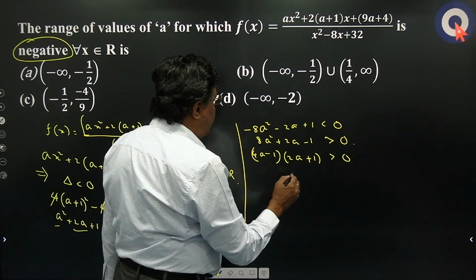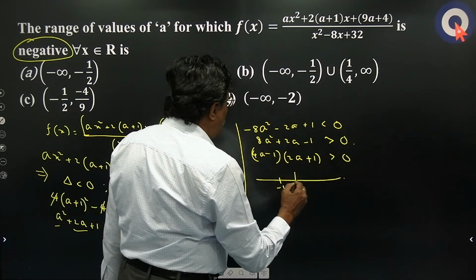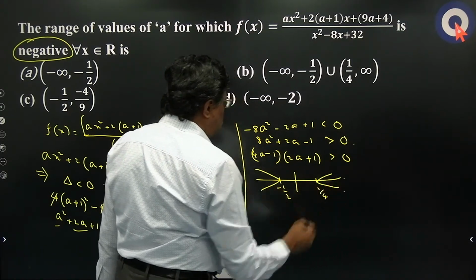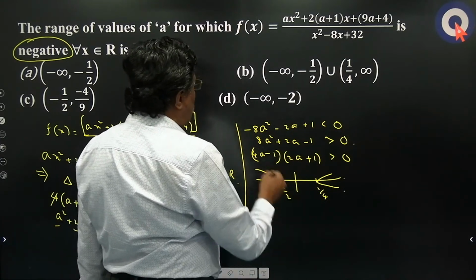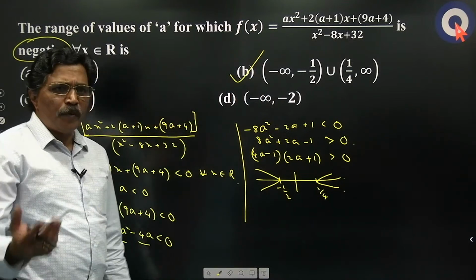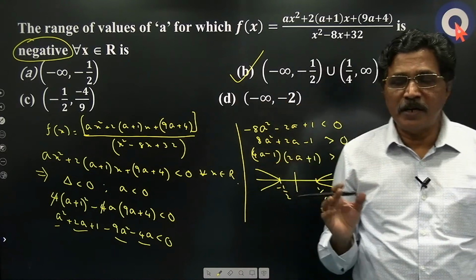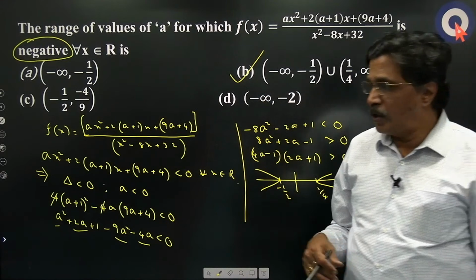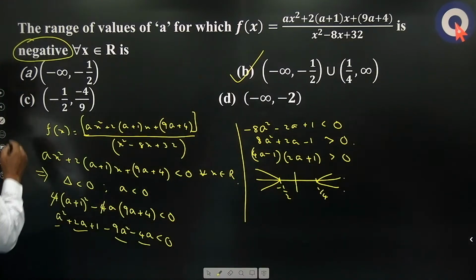So that means a will not lie between minus 1 by 2 and 1 by 4. So, it has to be like this: minus infinity to minus half and 1 by 4 to plus infinity. So this option comes correct. Quite a simple problem because you are taking just one condition, which is delta less than 0 for the numerator. The denominator is anyway positive all the time. All right. So let us have a look at the next problem.